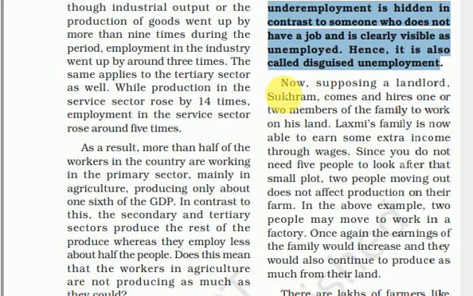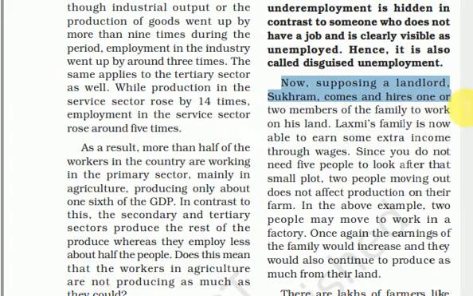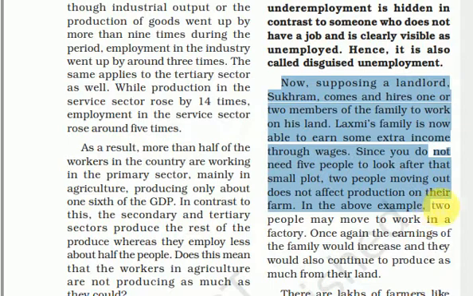Now suppose a landlord, Sukhram, comes and hires one or two members of the family to work on his land. Lakshmi's family is now able to earn some extra income through wages. Since you do not need 5 people to look after that small plot, 2 people moving out does not affect production on their farms. In the above example, 2 people may move to work in a factory. Once again the earning of the family would increase and they would also continue to produce as much from their land.